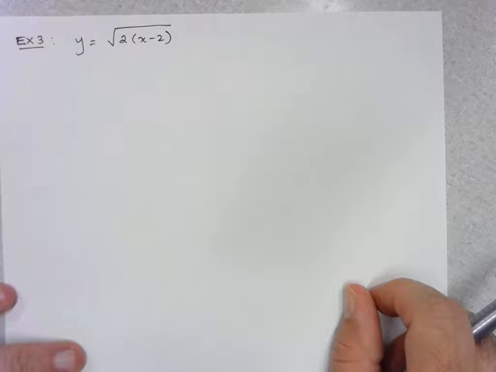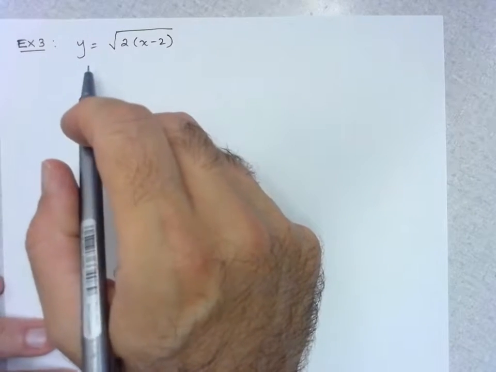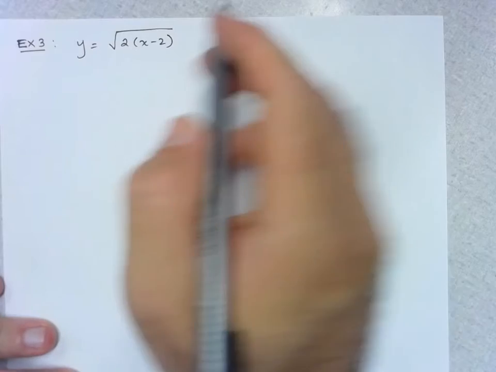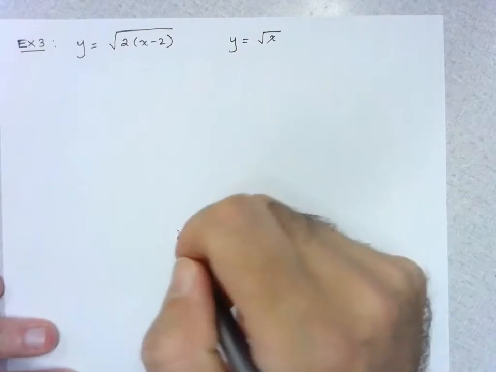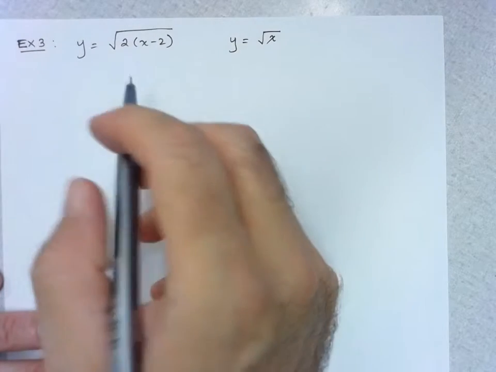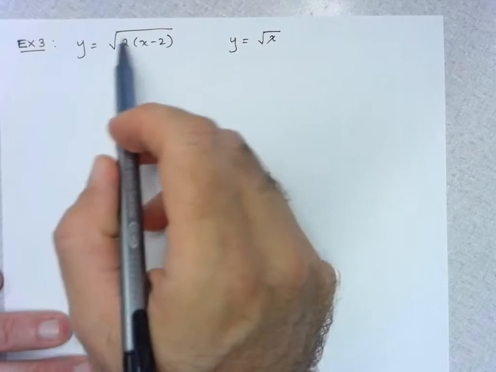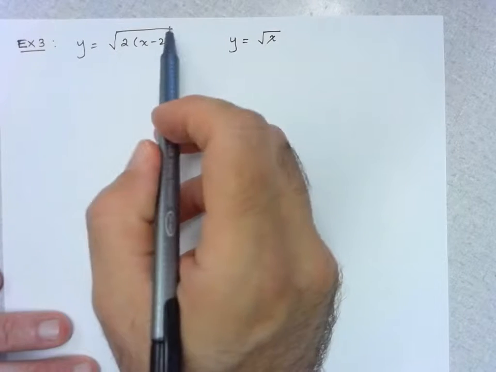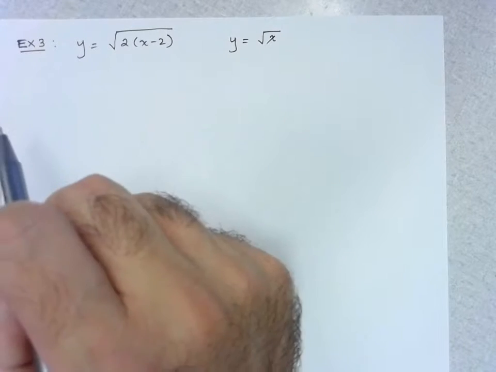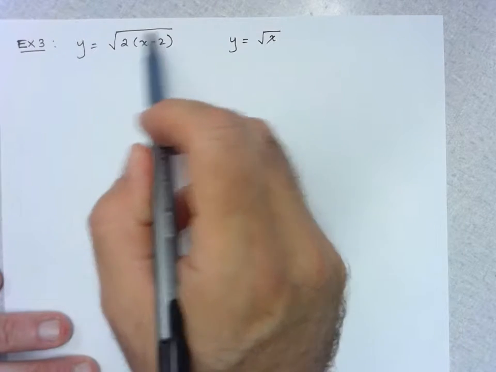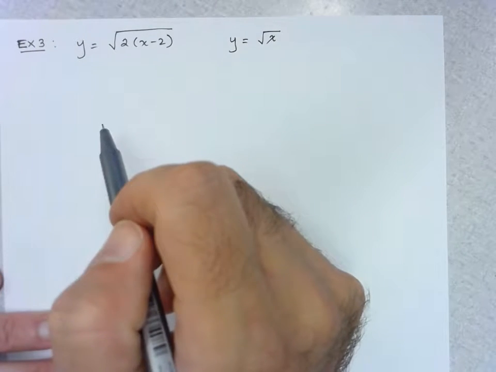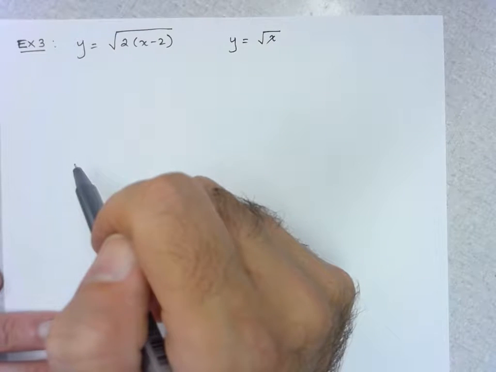Hi folks, this is the third example at the end of the transformation investigation. So we want to sketch the graph of this function here, and we can see that the parent function is just going to be the function y equals square root of x. Okay, so we notice here that all the transformations are horizontal transformations. So the square root function is not being multiplied by any numbers, so no vertical stretches, and there's no addition or subtraction after the square root, meaning there's no vertical translation. So everything is horizontal here.